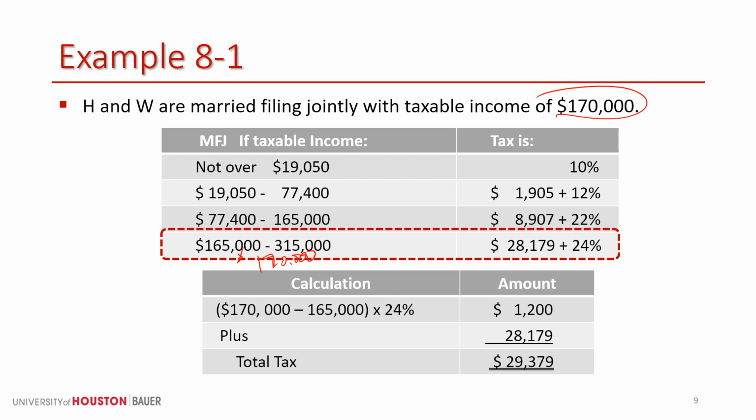And as a result, we're just going to take that marginal difference, which is $5,000, multiply it by the appropriate marginal rate, which is 24%, and then add that to the base. This $28,179 represents the tax on income of $165. So it's the cumulative effect of all the earlier brackets.